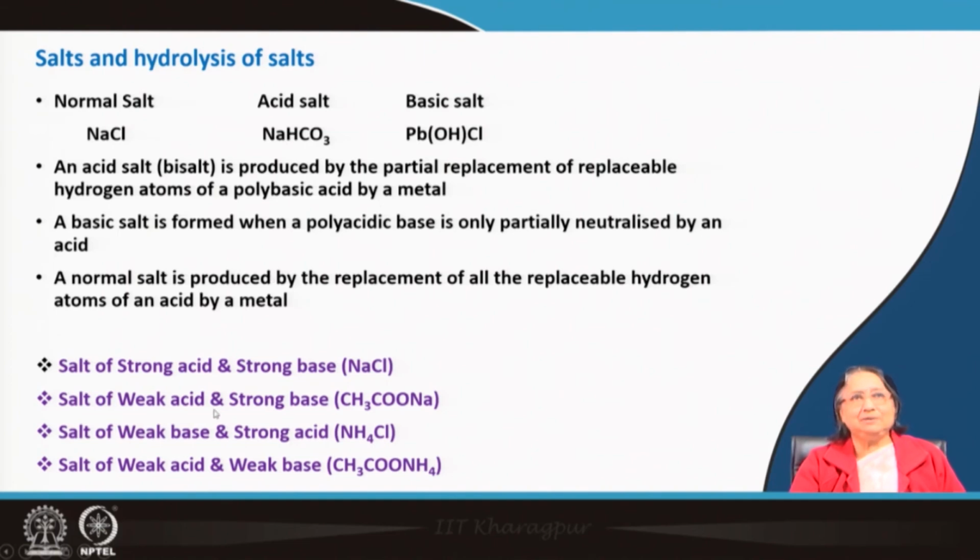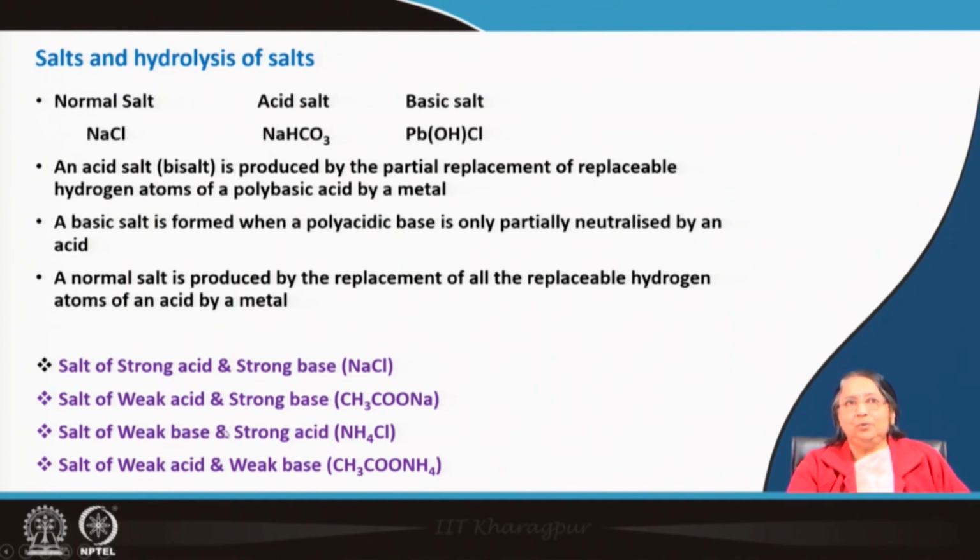But there is another type of classification, depending on which acid and which base they are produced from. For example, some salts are produced from a strong acid and a strong base. The good example is sodium chloride. Then there are salts like sodium acetate, produced from acetic acid and sodium hydroxide, so a weak acid, acetic acid, and a strong base, sodium hydroxide.